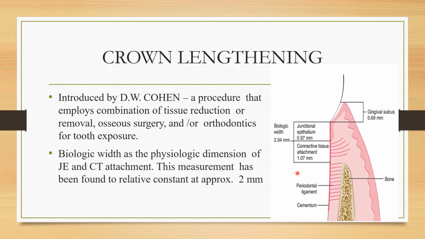So what do you mean by biological width? This is the physiologic dimension of junctional epithelium and connective tissue. Always this biological width of 2.04 mm, the healthy tissue will be covering the bone to protect the bone from bacterial penetration. So this is the measurement. This has to be maintained. For example, if not enough tooth structure is exposed, we need to expose the tooth structure by removing the soft tissue. By removing the soft tissue, it will be violating the biological width. So definitely you have to go for the removal of bone, and we have to re-establish the biological width over it, and then you can go for the tooth exposure.